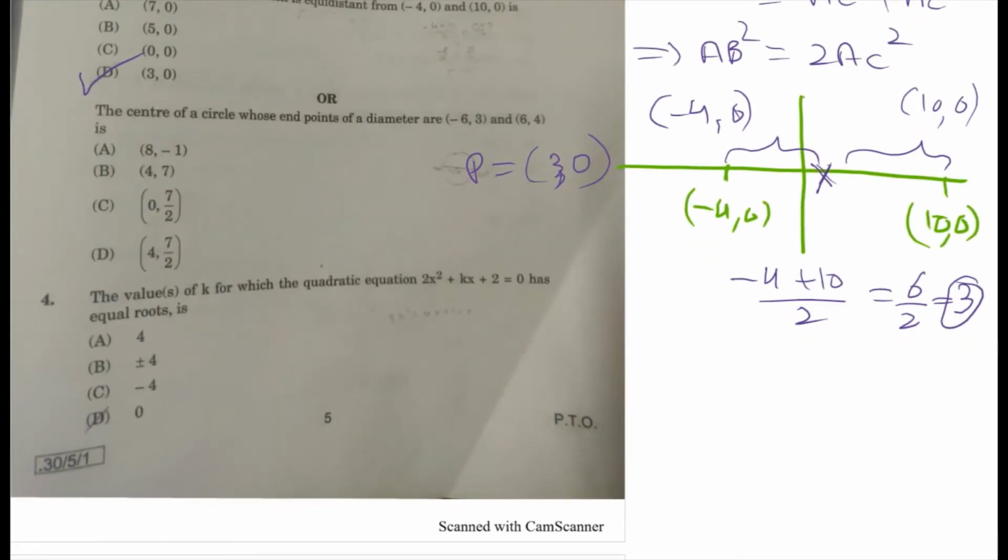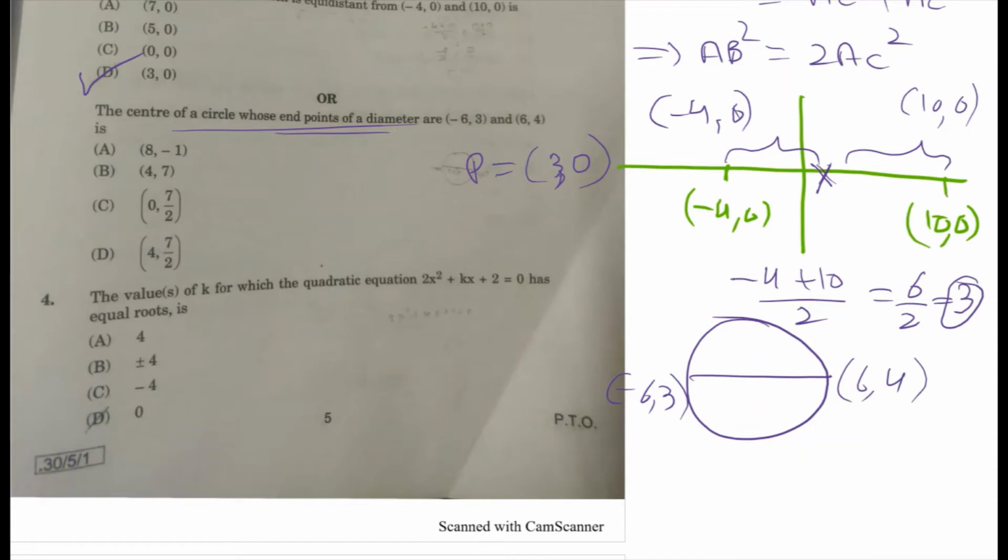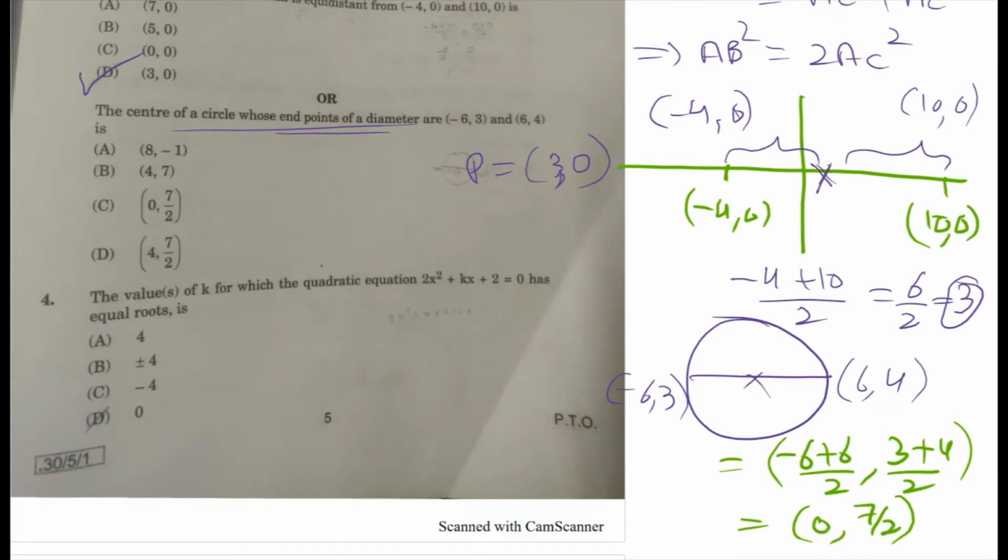The next question is, the center of a circle whose end points of a diameter are given as minus 6, 3 and 6, 4. If this is a circle, the end points were given as minus 6, 3 and 6, 4. We need to find the center. So center is the midpoint. So midpoint equals to minus 6 plus 6 by 2, 3 plus 4 by 2. That equals to 0, 7 by 2, which is option C.